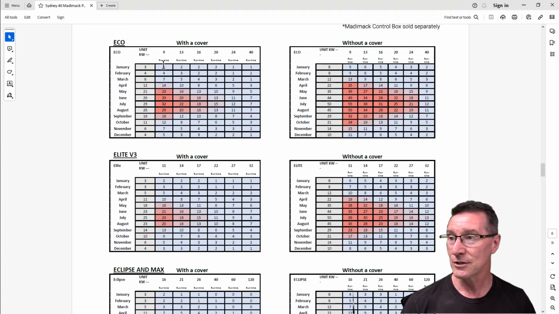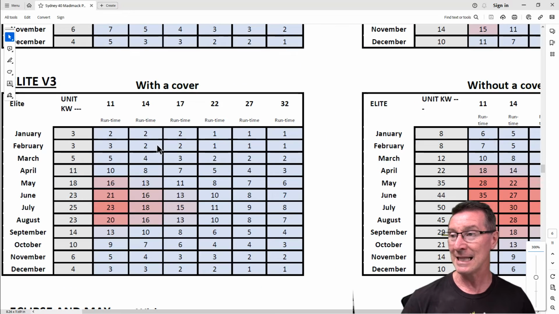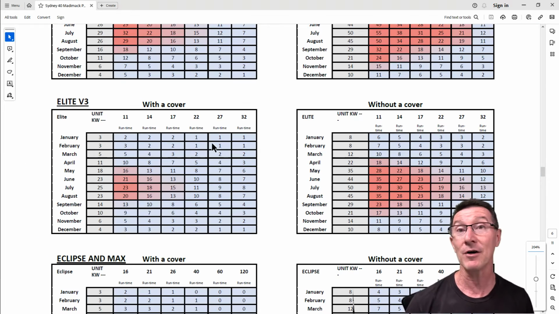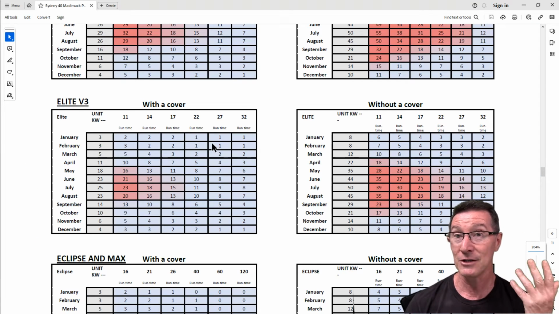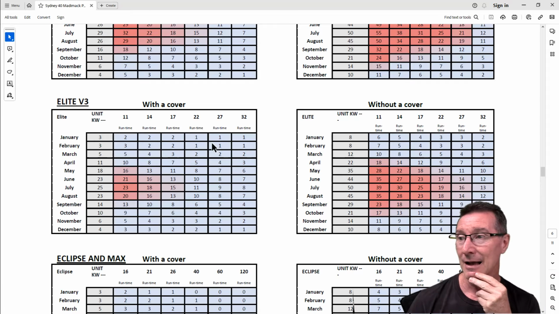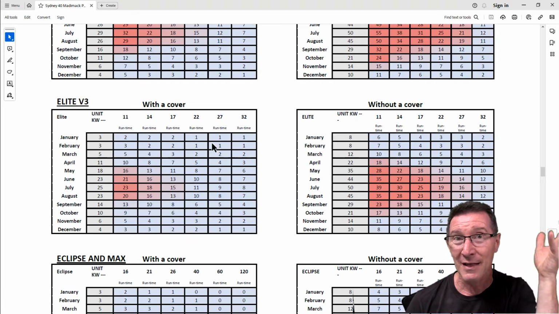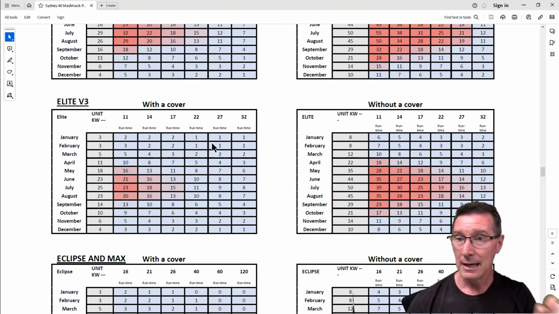And the runtime, okay, so let's go to the Elite V3 with the cover, because we have a pool cover. Haven't installed it, probably going to install it today. I've got the roller and everything. You've seen that in the build videos, but it has a cover, okay? And you can see the difference without a cover over here.